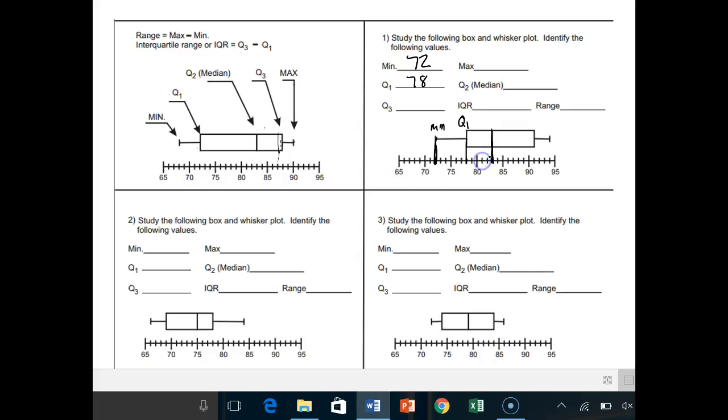The next thing is the median, which is right here. So that's 81, 82, 83. The median's 83. The next thing is quarter 3, which is 91.